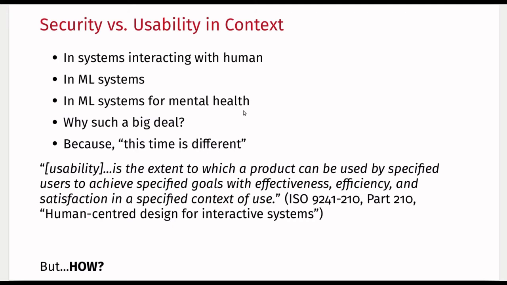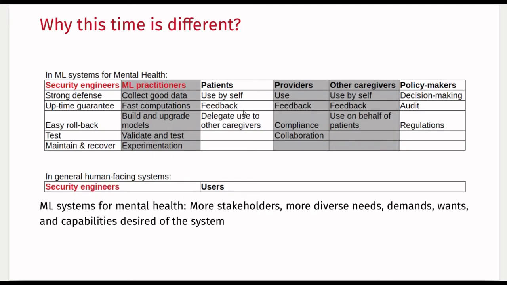Because it is a machine learning system, it is a system that interacts with humans, and with a specific use case that involves a lot more stakeholders with a lot more diverse needs. And we will see in the next slide how that is true. And then we will move on to address how we can resolve this usable security problem and evaluate and assess current solutions, which is more complex in ML systems for mental health than it is in general human-facing interactive systems.